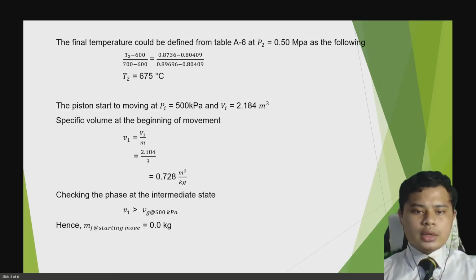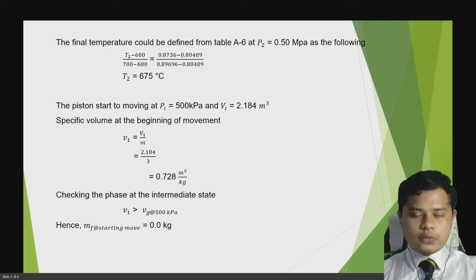So the final temperature that we want to find: T minus 600 divided by 700 minus 600 is equal to 0.8736 minus 0.80509 divided by 0.89696 minus 0.80409. Sorry. So the final temperature we will get is equal to 675 Celsius. So that has answered the first question, that is to find the initial and the final temperature.